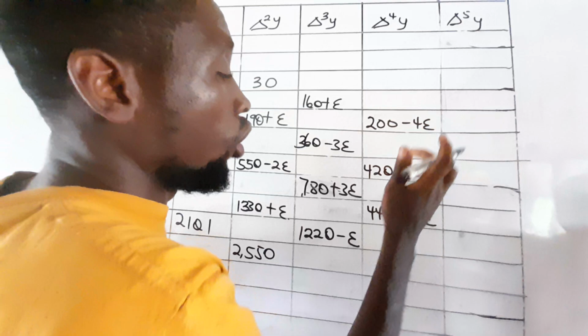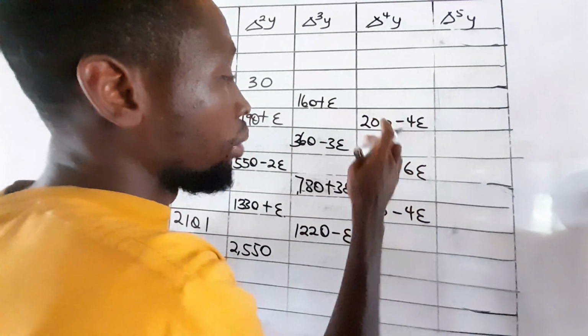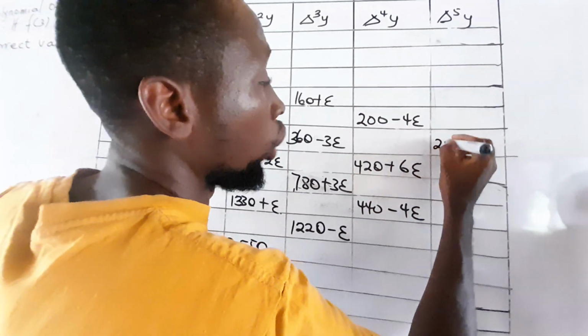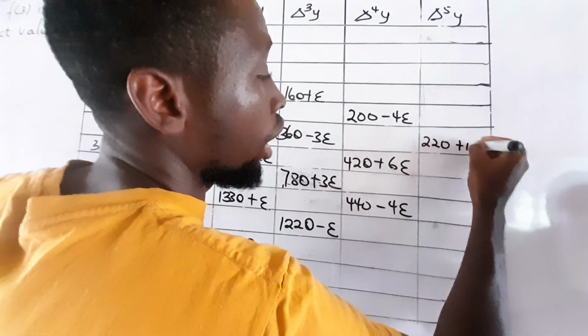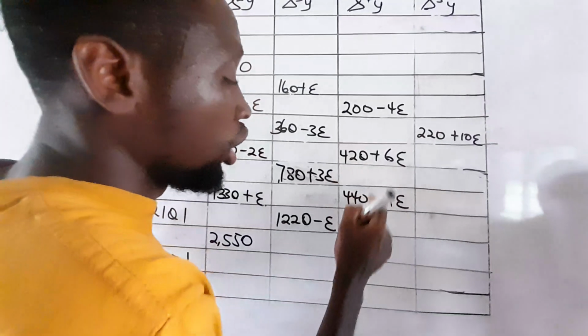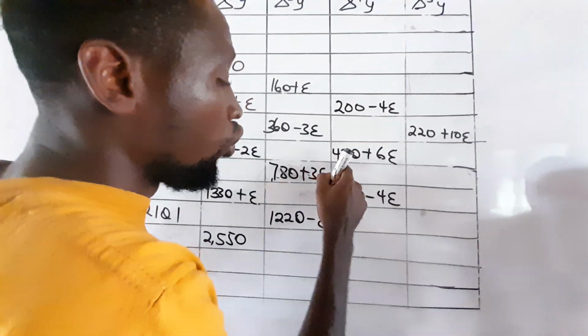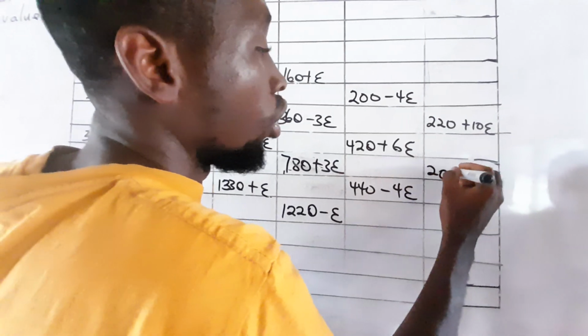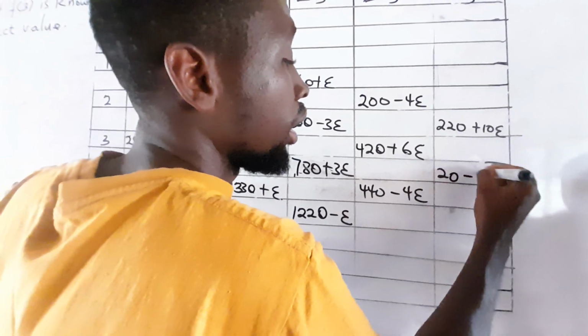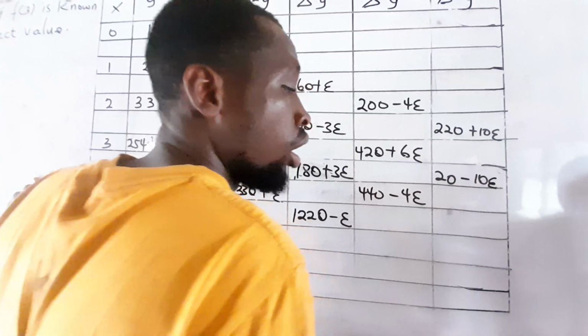Now, from this, that's 420 minus 200. That will be 220. Then 6 error minus negative 6 error will be plus 10 error. Then we'll subtract this from this: 440 minus 420, we'll get 20. Then minus 4 error minus 6 error will be minus 10 error.